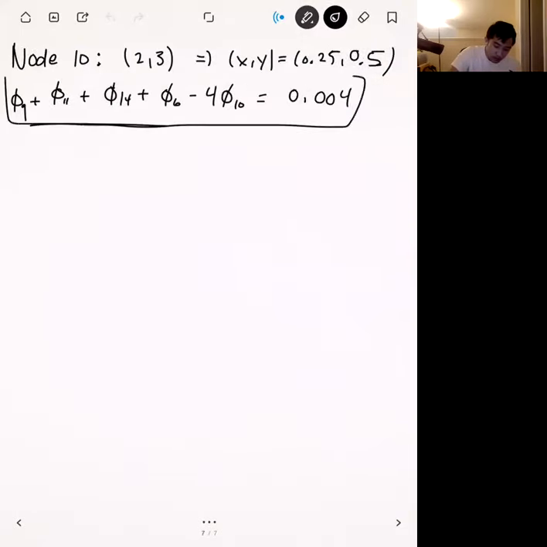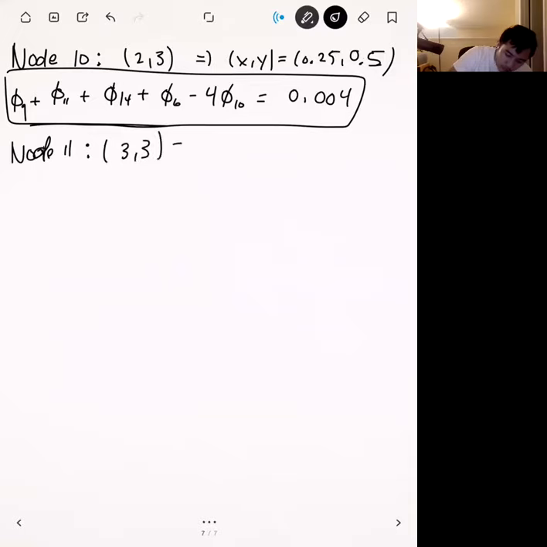So we can box this. And then finally, let's do node number 11. That's the last of the interior nodes. Node number 11, the coordinates for this are 3, 3. In terms of xy, this is going to be 0.5 and 0.5.